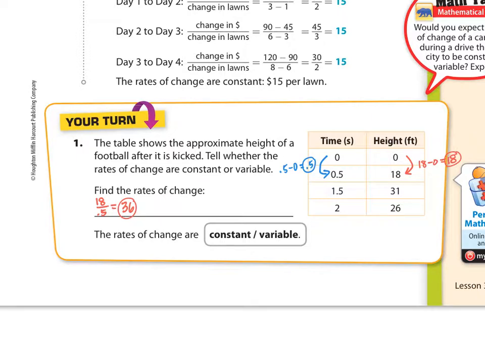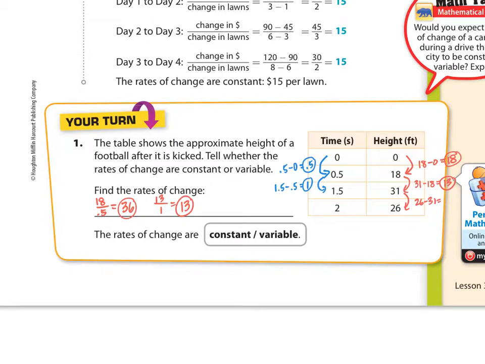So next is from 18 feet to 31 feet. How much does that change? Well, we subtract: 31 minus 18 will give us 13. So that's our change in height. Our change in time is from 0.5 to 1.5, so I subtract 1.5 minus 0.5 and that gives me 1. So I'm looking at a change of 13 feet over 1 second, which is a rate of change of 13 when I divide.